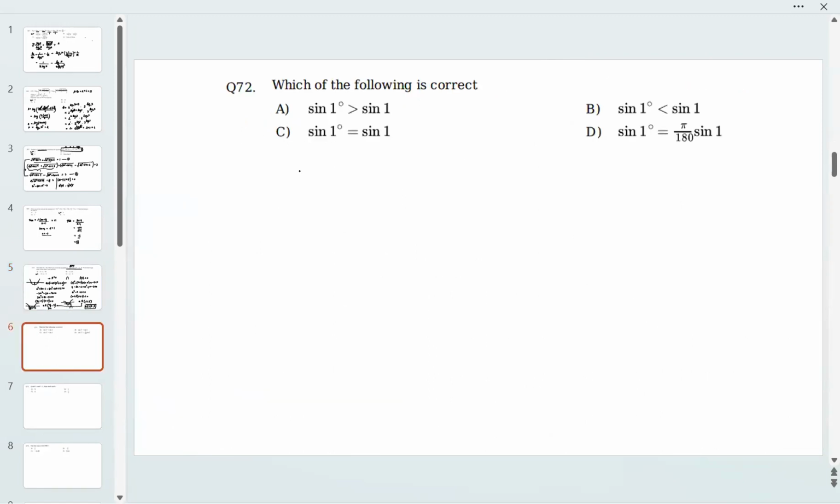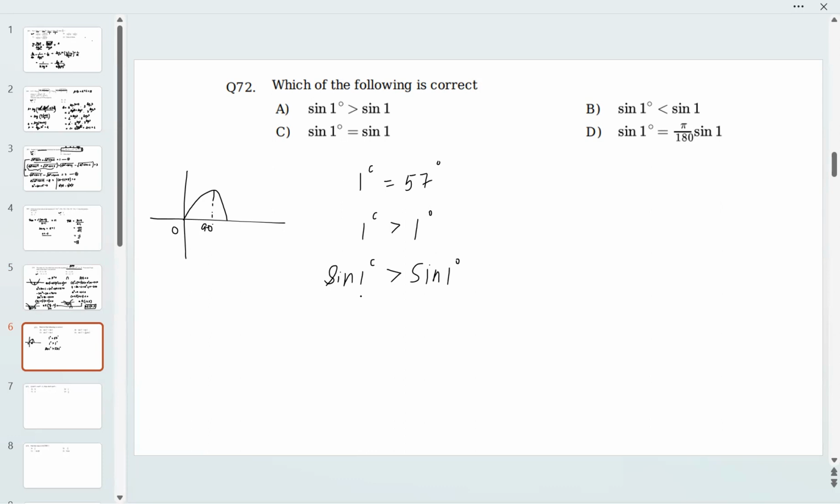Next, 72 is a very interesting but very simple question. We have to know that sine is an increasing function from 0 to pi by 2, 0 to 90 degrees. And one thing, 1 radian is basically 57 degrees. So that means 1 radian is greater than 1 degree. Since sine is increasing, sine of 1 radian will be greater than sine of 1 degree. The inequality will not change.